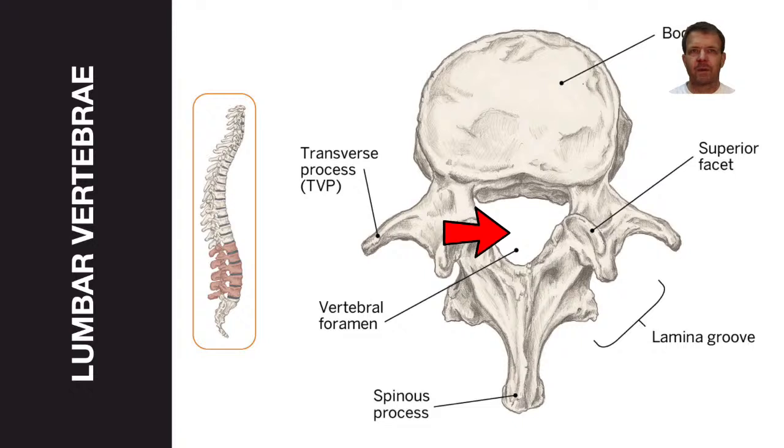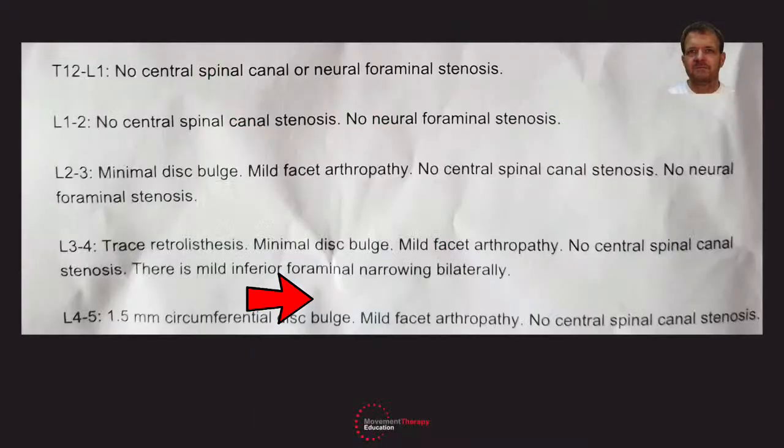Okay, so they've called it a spinal canal. And this is the interesting thing with MRI reports. So this area here is the spinal canal, but it's often called the vertebral foramen as well. Sometimes it's called the spinal foramen. So there are lots of different words for the same thing sometimes.